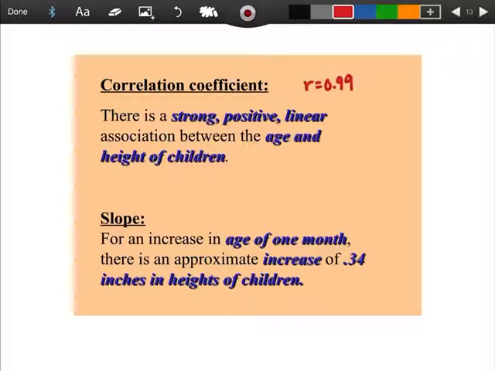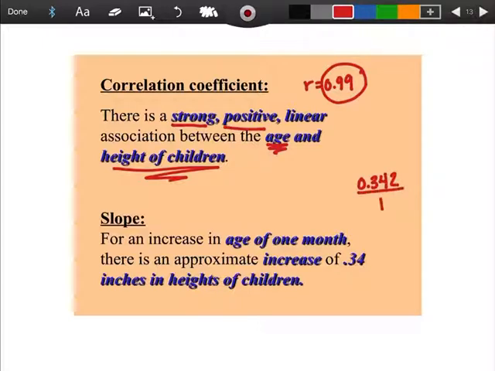Now let's take a minute to interpret what that slope and that correlation coefficient mean in the context of the problem. First is our correlation coefficient, 0.99. That means there is a strong, and this is a positive number, positive, linear relationship in context between the age and the heights of children.